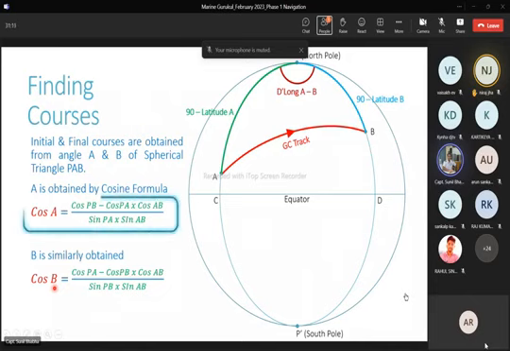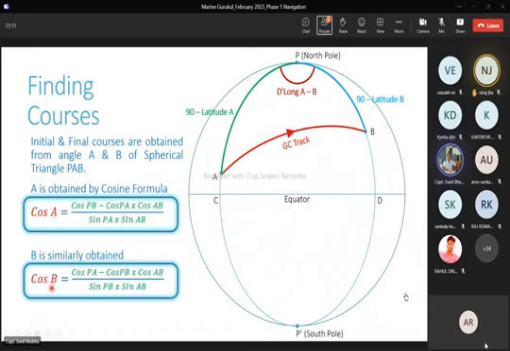So remember these formulas. They are simple applications of the cosine formula. If you know the cosine formula, you don't need to memorize them. It is just an application to whichever angle we require. So once the cosine formula is applied here in this way, both these angles, angle A and angle B, are known to us. Now, how do we obtain the initial and final courses from these two angles?